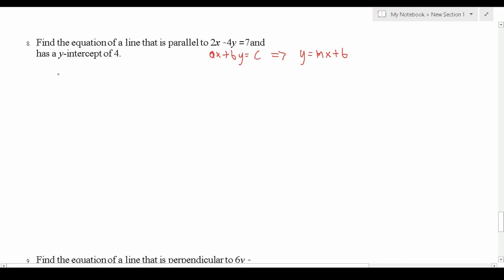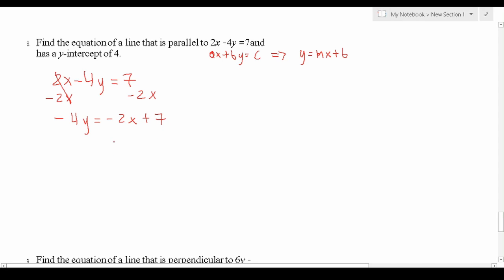Again, we're dealing with the equation 2x minus 4y equals 7. That's given to you in standard form. And we want to take that and write it in slope-intercept form. That is, we want to solve this equation for y. We want to get y by itself. First thing I'm going to do is subtract 2x from both sides, and in doing so, this crosses out and leaves me with negative 4y equals negative 2x plus 7.